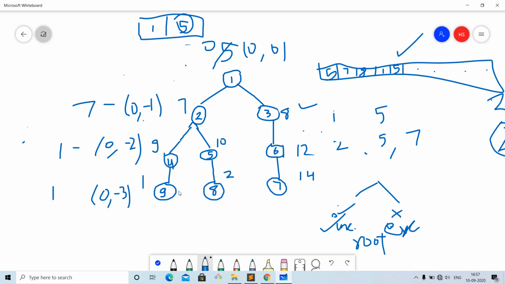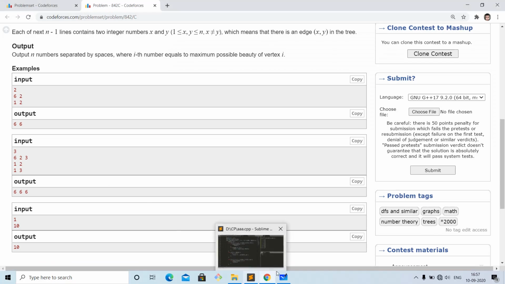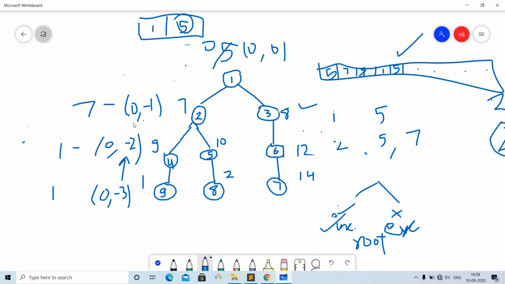So when we come here, after that there is no vertex which is unvisited, so we will go back to the parent, and in the process of doing so, we will restore the value of the count array. That is, if this value is not divisible, we will add 1 as we have done here to restore the value of the count array. Then we will go further up. We will restore the value of the counter to be 0 comma minus 1.